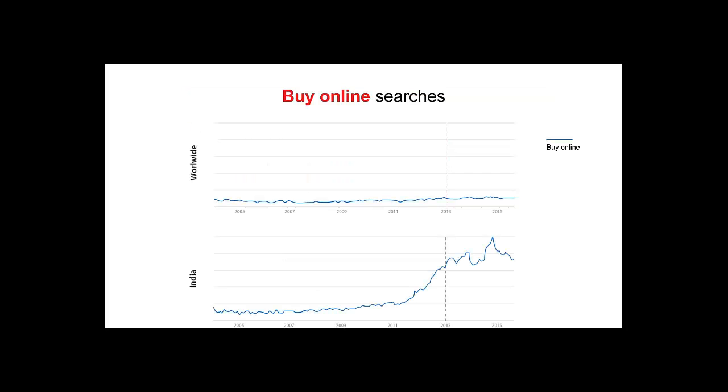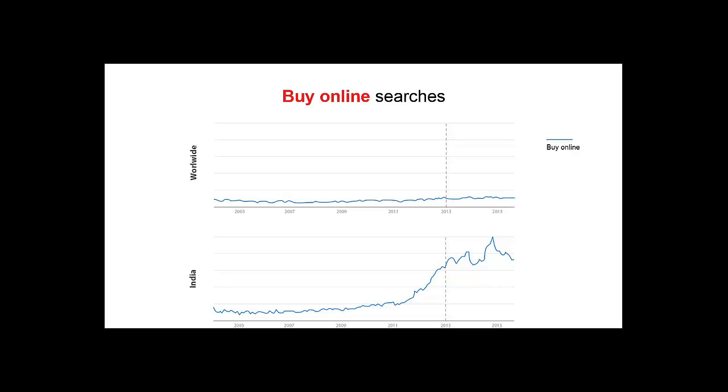To start with, let me just set the context here, and this may be interesting to a lot of you. If you look at the number of searches that are done on Google worldwide in terms of buy online searches, you would notice that there has not been much of a shift. It's not a significant shift over the past 10 years or so. It's fairly flat. In India, between 2011 and 2014, it was growing, but you also see it flattening off in 2015 and so forth.